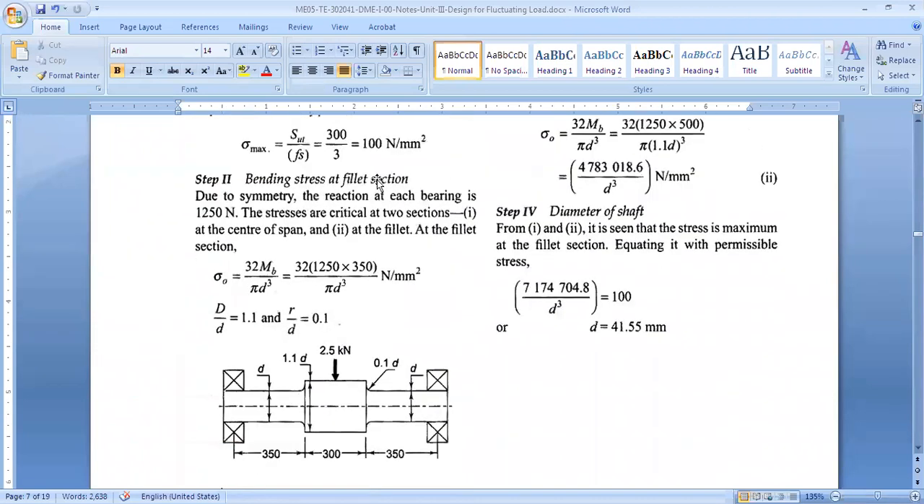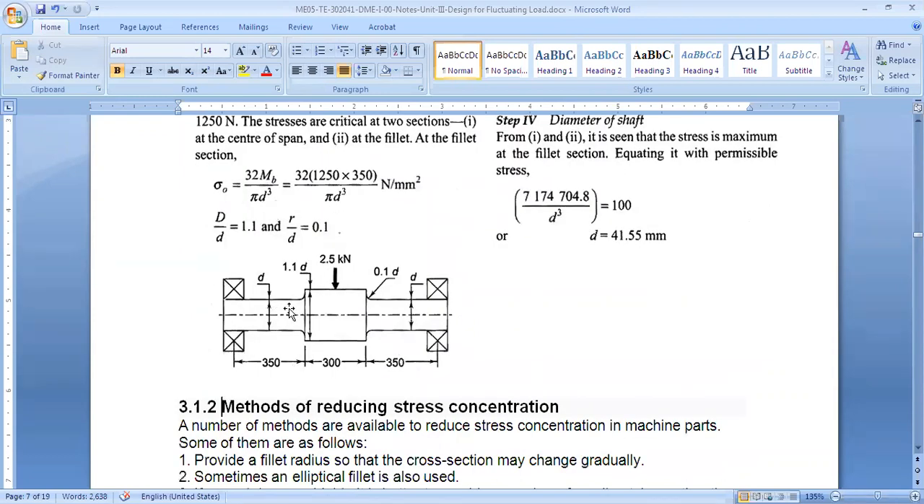Okay, so first of all, bending at the stress concentration. Where the stress concentration happens, the diameter is changing from D to 1.1 D. Now how to find the stress concentration? Sigma 0 is 32 Mb upon pi d cube.